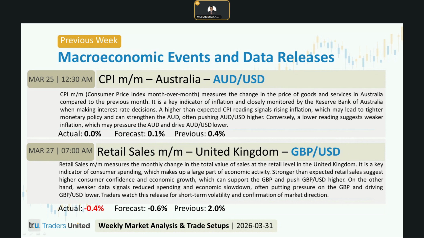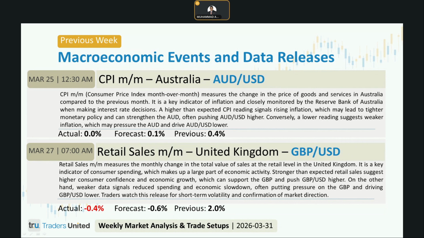It is a key indicator of consumer spending, which makes up a large part of economic activity. Stronger than expected retail sales suggest higher consumer confidence and economic growth, which can support the GBP and push the GBP/USD higher. On the other hand, weaker data signals reduced spending and slower economic activity, which may weaken the GBP and drive GBP/USD lower. Now, let me discuss the event details.